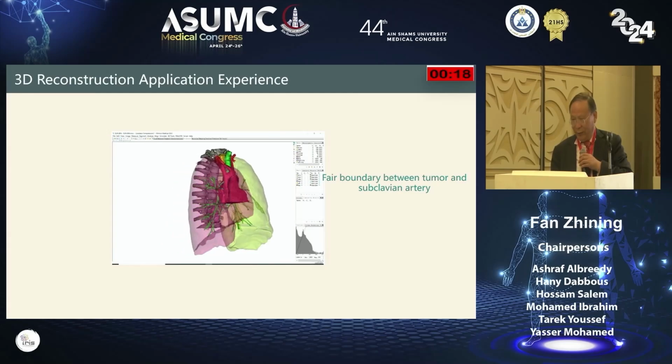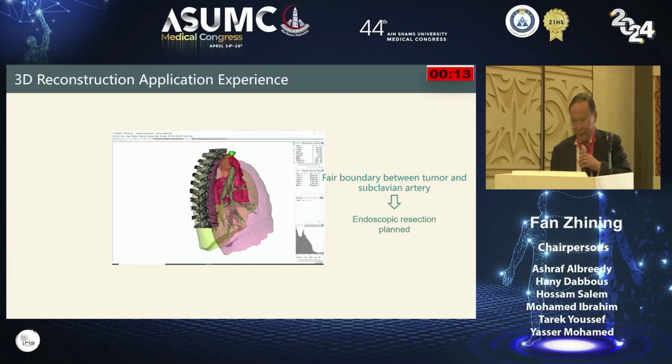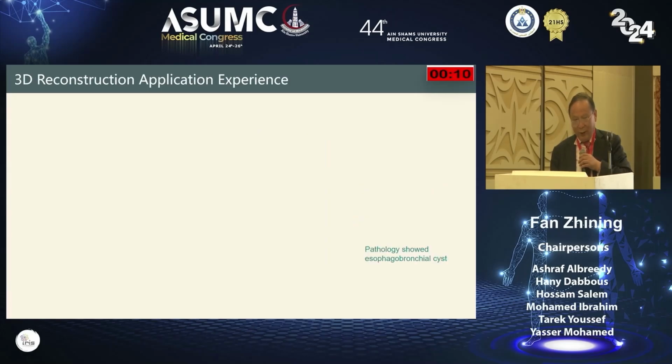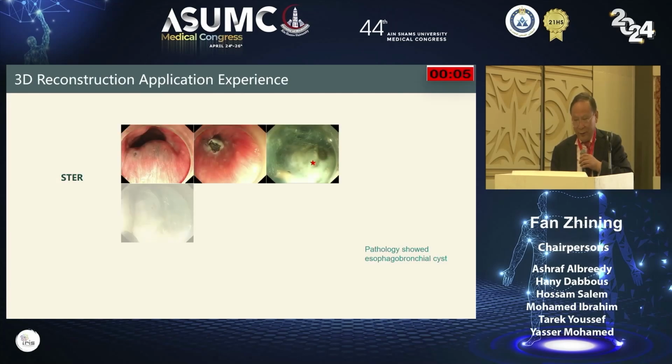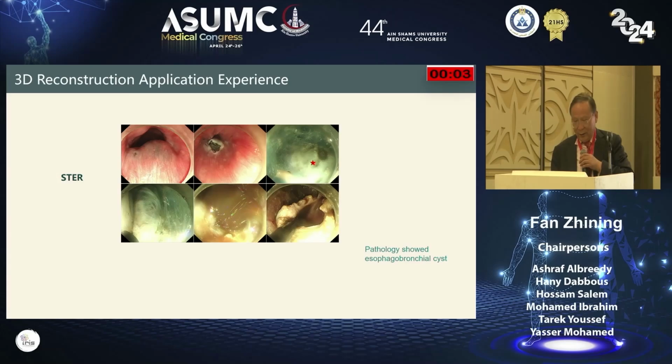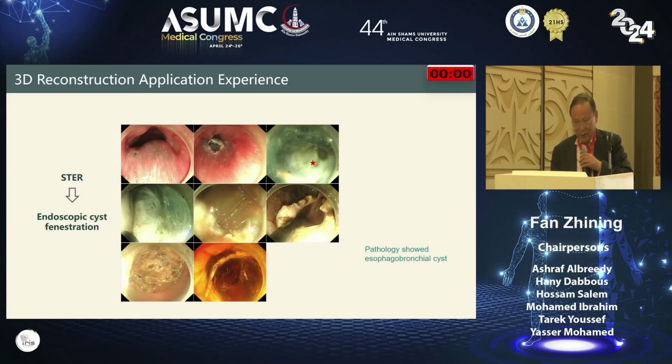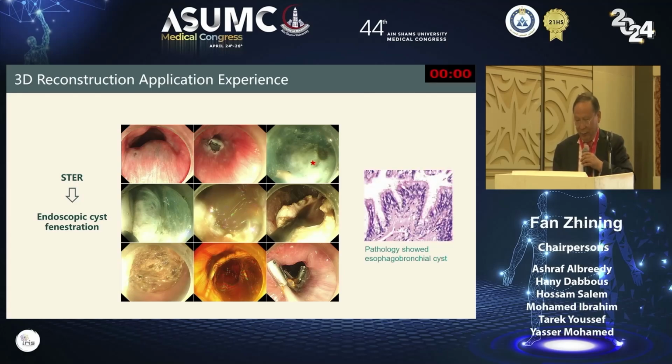Fibrin between the tumor and the subclavian artery. Endoscopy section, dissection pattern, clipper closed, open tunnel. Pathology shows the esophageal bronchial system.